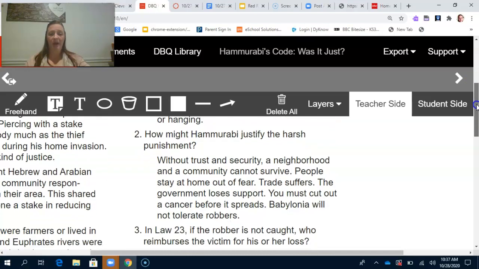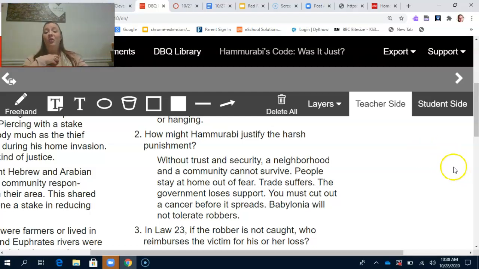Number 2, how might Hammurabi justify the harsh punishment? Without trust and security, guys, a neighborhood and a community cannot survive. And that is extremely important in a society like Babylonia, where people from the outside of the empire or the city are always trying to attack and get in. So if you don't trust the people beside you and your neighbors, you can't survive because you're also trying to defend the city from invasion.